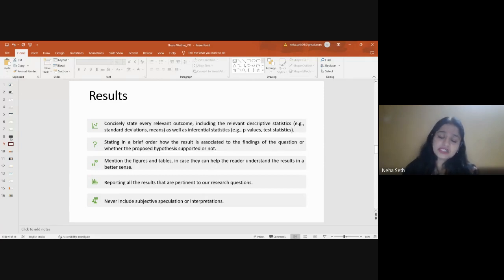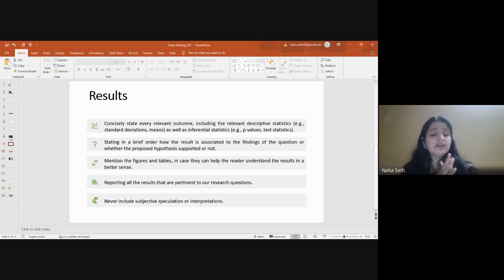We have to mention figures and tables in case they can help the reader understand the results better. As I just mentioned, if picking the information is helpful only to us, then it is not the right way of presenting. We have to present the tables and figures keeping the reader of the thesis in mind. If the person reading our thesis doesn't belong to exactly the same area as we do, will he or she be able to understand it clearly? We have to keep that reader's point of view in mind while presenting our results.